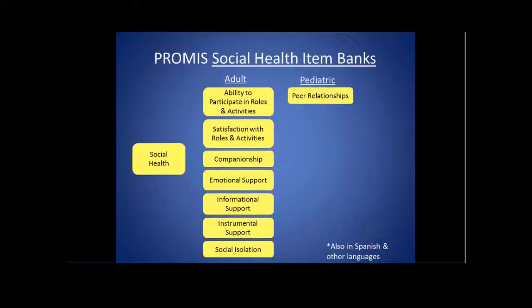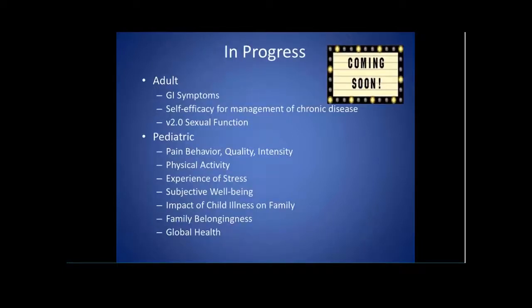In social health, the most widely used item banks that have been developed are ability to participate in roles and activities, so I'm able to do my normal things at school, at work, at home, for example, and satisfaction with that role. There are a number of measures about social support as well. Emotional, informational, instrumental support are all included, as well as measures of connection with others through companionship and social isolation. In pediatric populations, the only bank that's available right now is in peer relationships. Other banks are coming soon, and let me show you those.